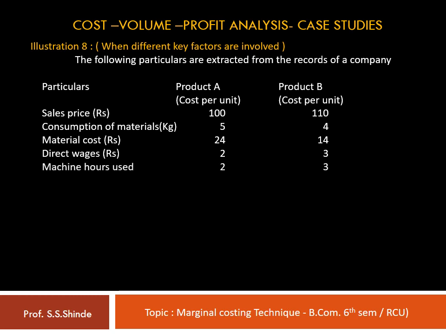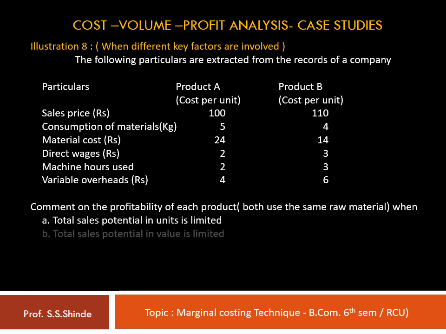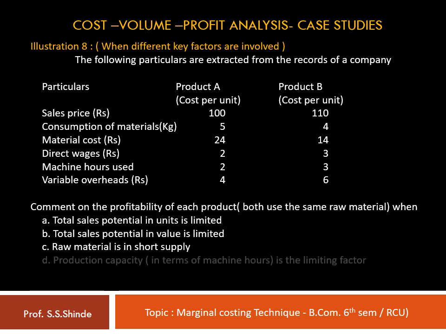Machine hours used: 2 hours for product A and 3 hours for product B. Value of variable overheads rupees 4 and rupees 6 respectively. Comment on the profitability of each product, given that both use the same raw material: 1. when total sales potential in units is limited, 2. Total sales potential in value is limited. 3. Raw material is in short supply. 4. Production capacity is the limiting factor in terms of machine hours.